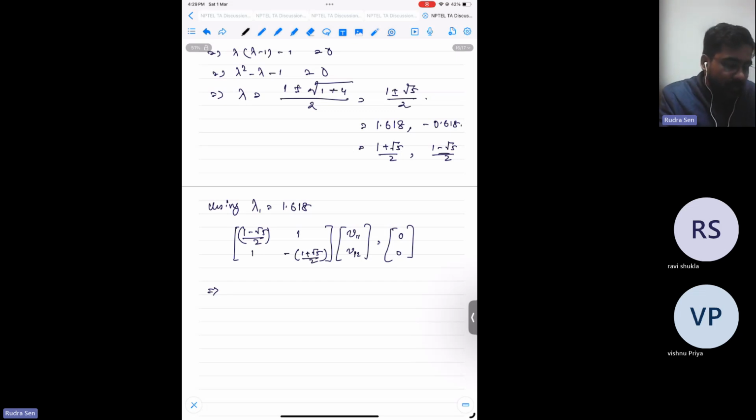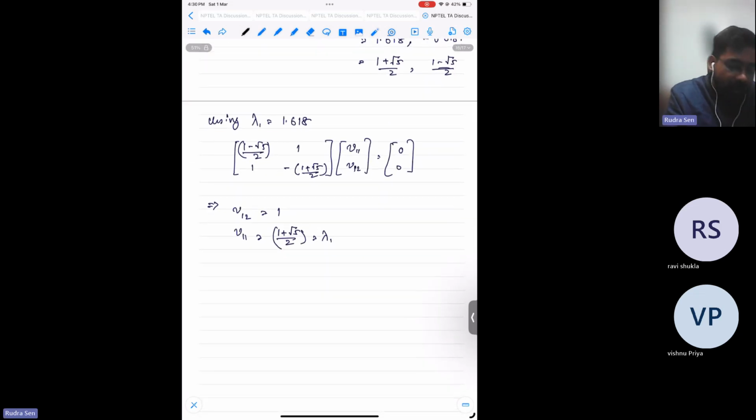So if we multiply this term with this term, we will definitely get minus 1, right? So that's why if we choose v21 equals 1 and v12 equals 1 and v11 equals 1 plus root 5 by 2 or lambda 1, right? We will get this answer. So v1 equals something like that.